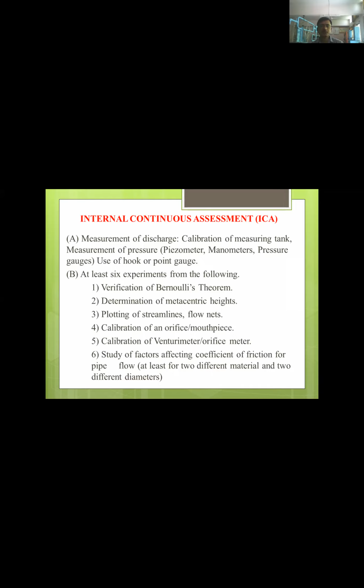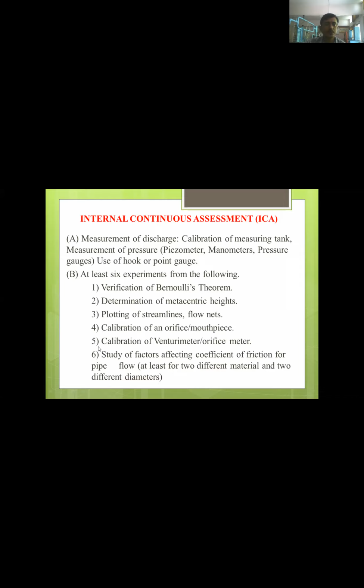You are going to learn what is coefficient of discharge in that unit. And we have to find out what is that constant for the device, venturimeter or orifice meter. Similarly, in calibration of an orifice, here we are going to find out the 3 hydraulic coefficients: coefficient of discharge, coefficient of velocity, and coefficient of contraction. Okay, that practical we are going to perform.